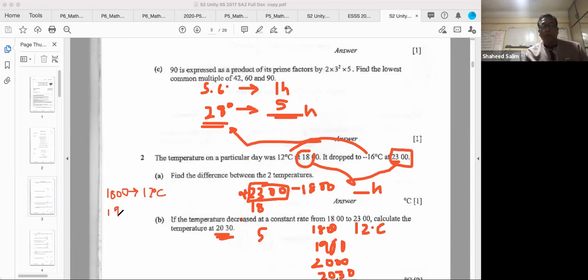14. You are correct. It dropped by 14. So now you must make 12 minus 14 because it started at 12. You minus 14, what's the temperature? Yes. So you must write answer is minus 2 degrees. Well done.